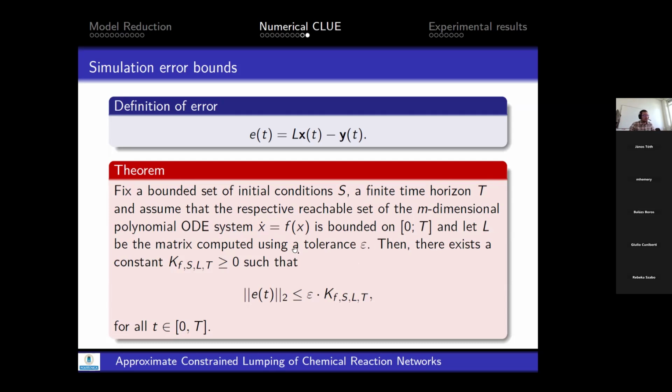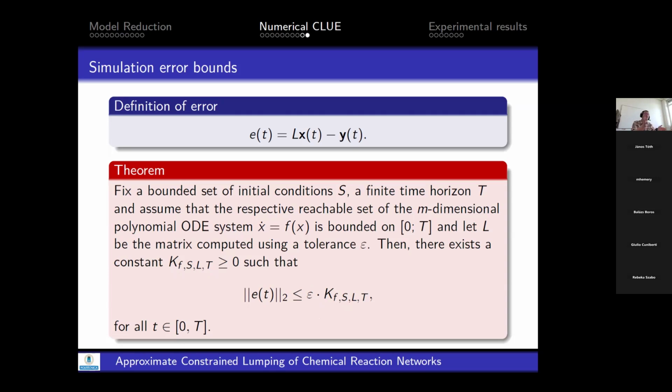And you assume that the L is the output of our algorithm with some tolerance epsilon, then there is a constant that depends on the function, the set of initial conditions, the matrix you are computing, and the time horizon that is greater than zero, such that the error is smaller or equal than epsilon times this constant over here for all t's in the time span that you are looking for, right? So this is a nice result in the sense that you can make the error as small as you please just by reducing the epsilon.